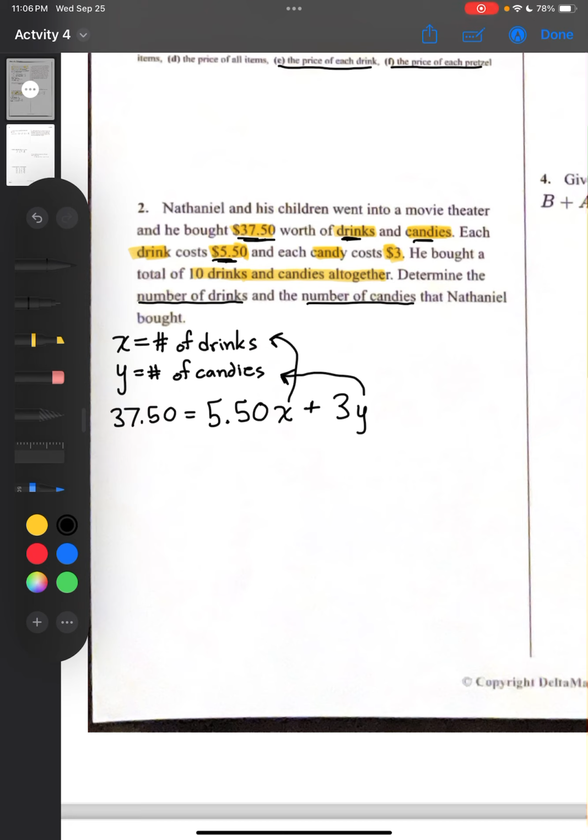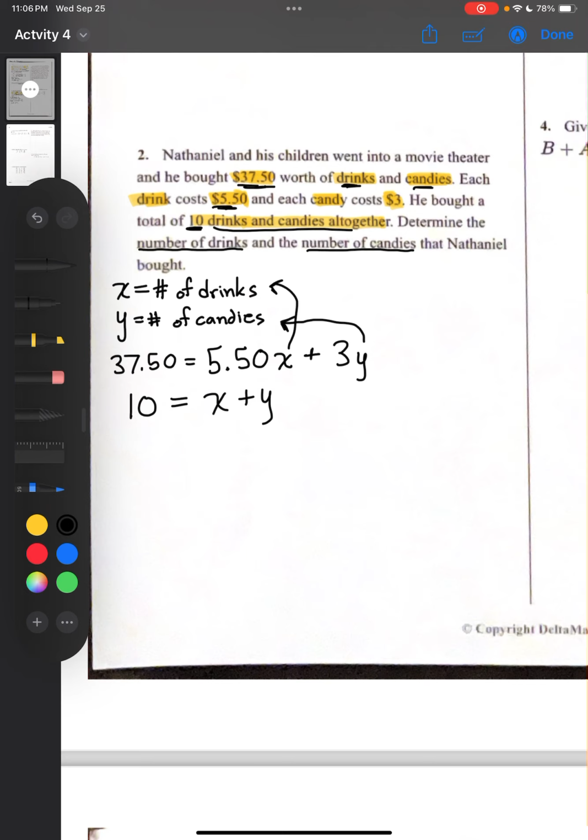Another total we're given is our 10. Now 10 is the total of drinks and candies all together. Now that would be equaling the number of drinks plus the number of candies that he got. So these are the 2 equations we'll be using.